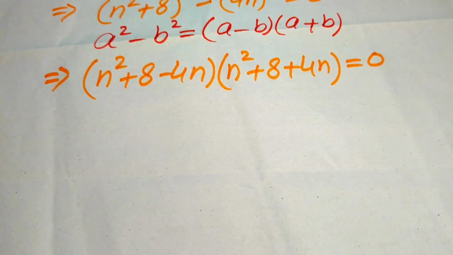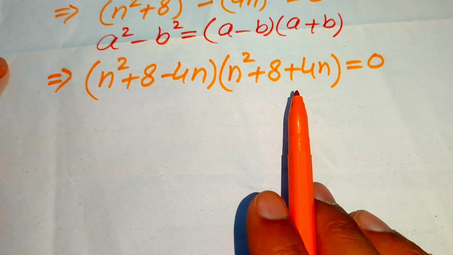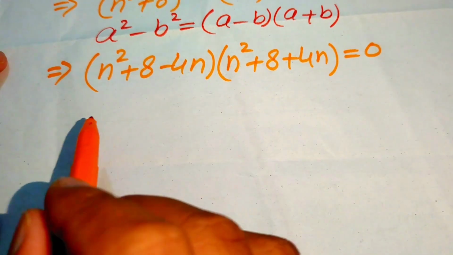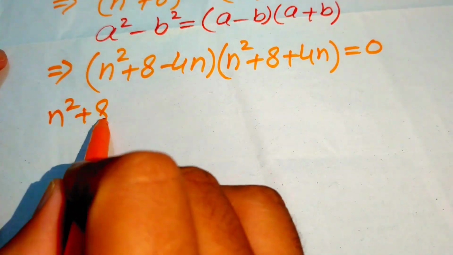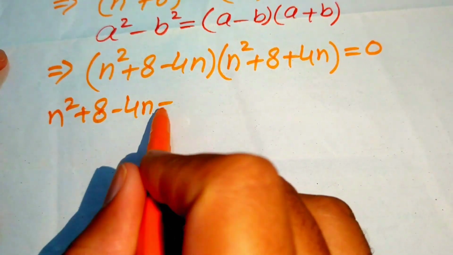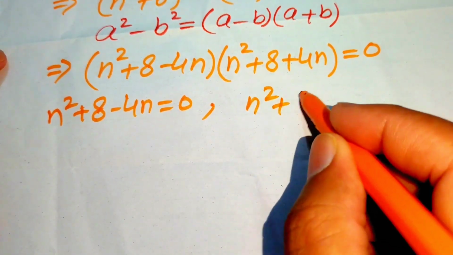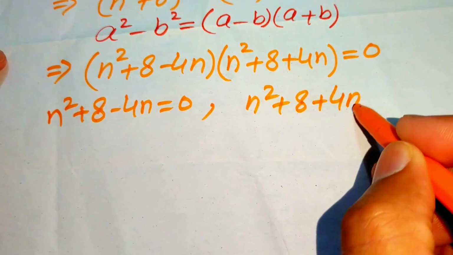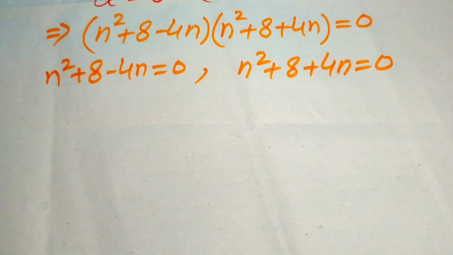So here our target is to find the value of n. So we have two factors, and the product of these two factors equal to 0. So now we convert this equation into two cases. So our first case is we write n square plus 8 minus 4n equals to 0, and the second case is we write n square plus 8 plus 4n equals to 0. So now in order to find the value of n, we need to solve this quadratic equation.